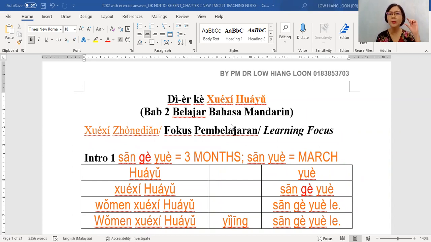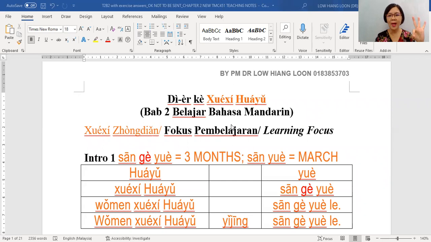Then the teacher will say a term: 多久了. 多久 means berapa lama, how long? Le means already. How long have you been learning Mandarin already? The answer is 3 months.